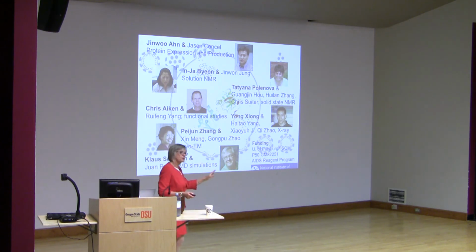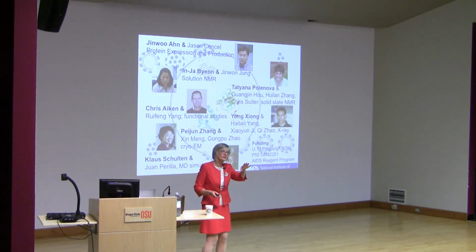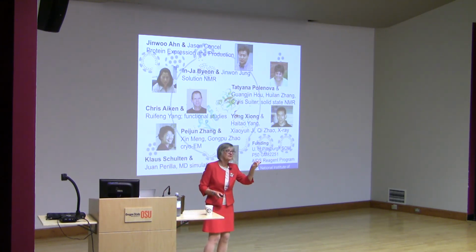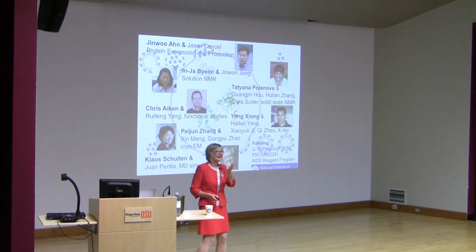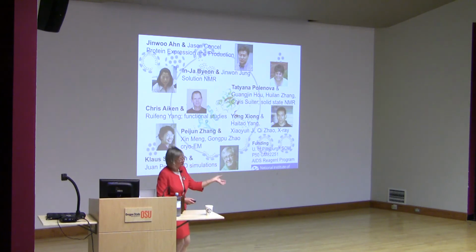Jin Wu makes all the proteins, and for the crystallographers, every protein is N15 labeled because we do our quality screening by NMR. We can see whether it's a good protein, and then it gets put into drops and set up. Inja runs the NMR and checks it all out. Pei Jun is the cryo-EM person.